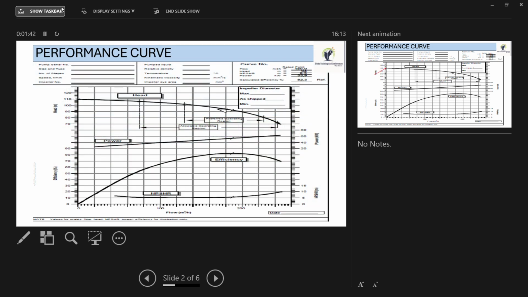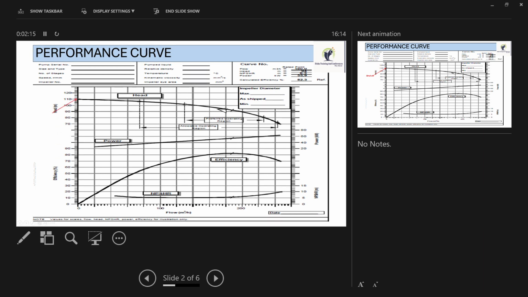You see, this is the performance curve. Here you can see that this is your operating point, and this is your preferred operating region, this is your allowable operating region, this is head, this is your performance curve, this is power curve, this is efficiency curve, this is NPSH curve. Here it is flow in meter cube per hour, and head is in meter.